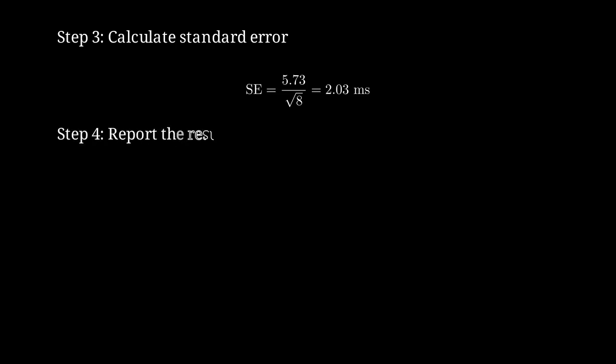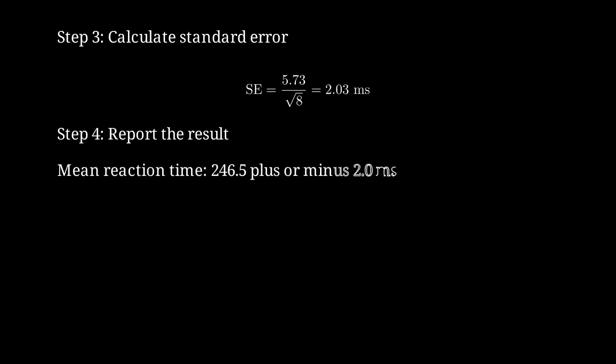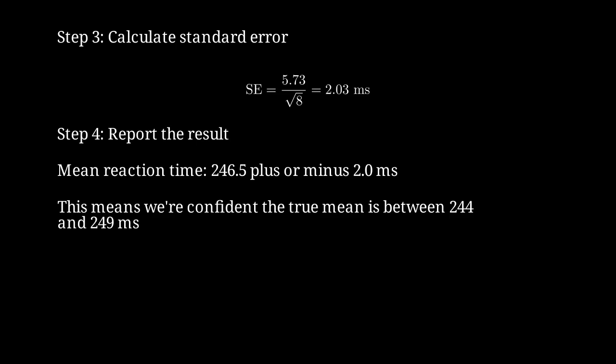Step 4. Report the result with proper uncertainty. The mean reaction time is 246.5 plus or minus 2.0 milliseconds. This means we're confident the true population mean is somewhere between 244 and 249 milliseconds.